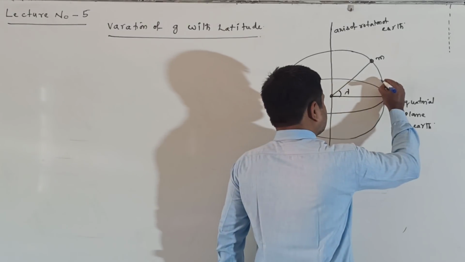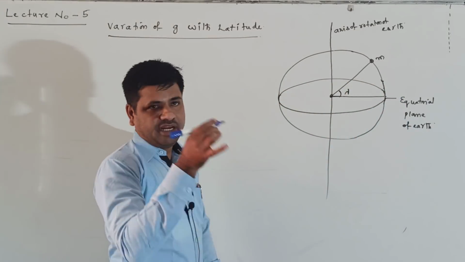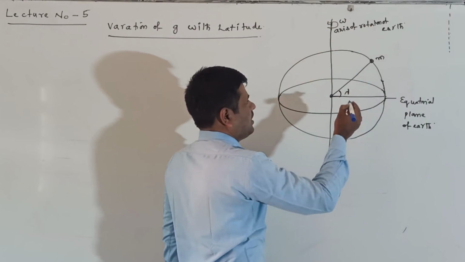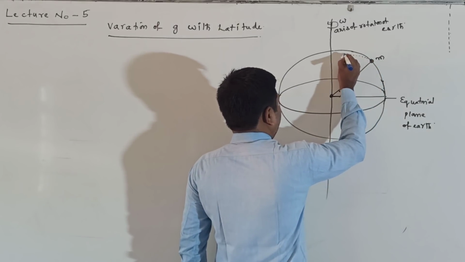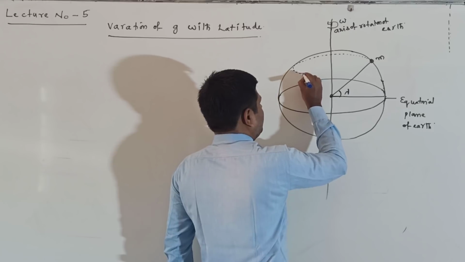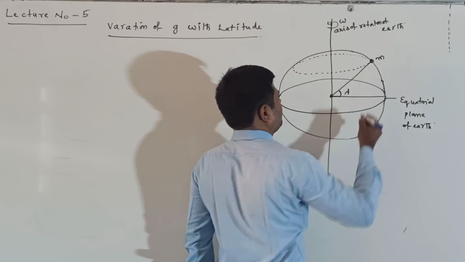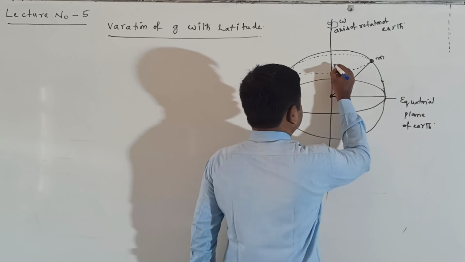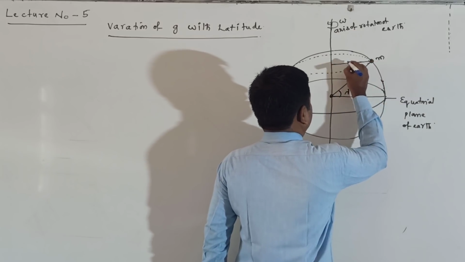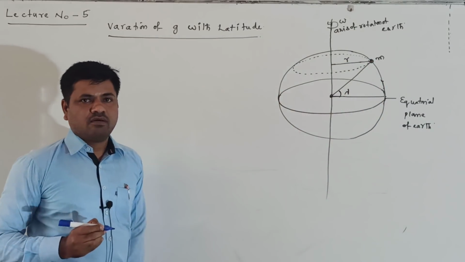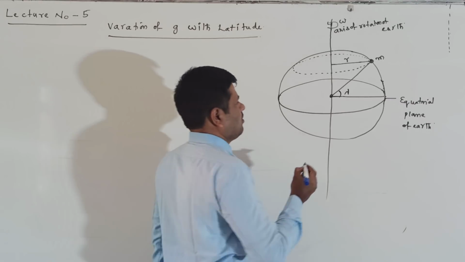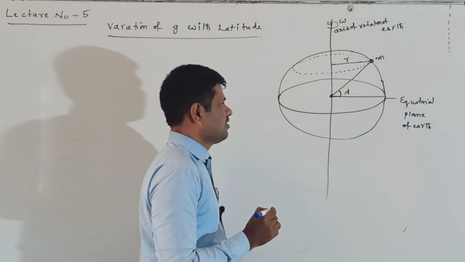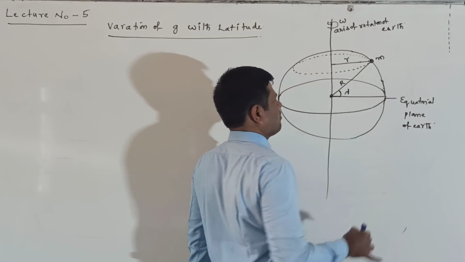Now listen here. When the earth is rotating with angular velocity omega, this particle or body is rotating in the form of a circle about the axis of rotation. The radius of this circle I take as small r. The radius of the earth, we know, is capital R.